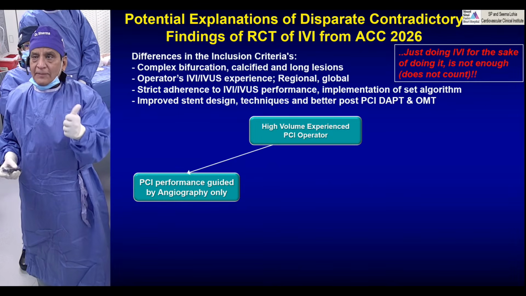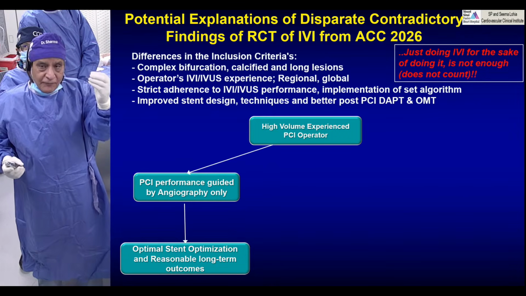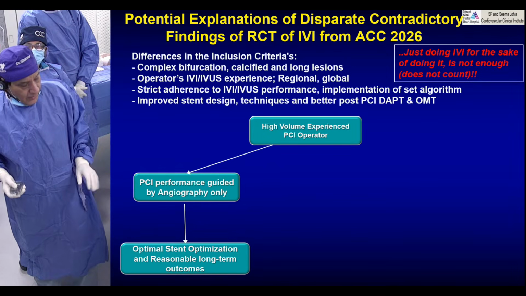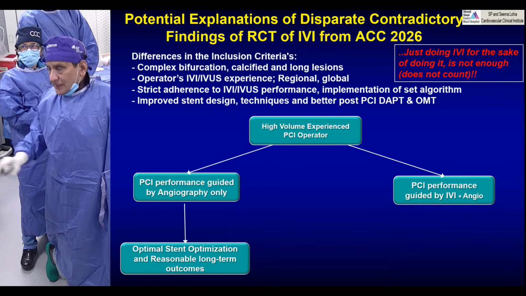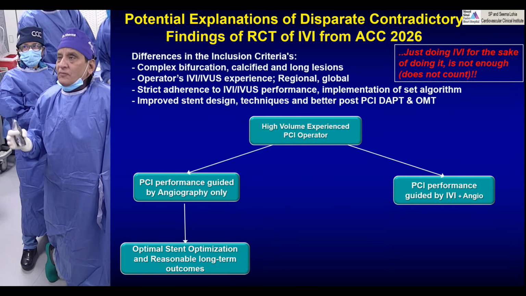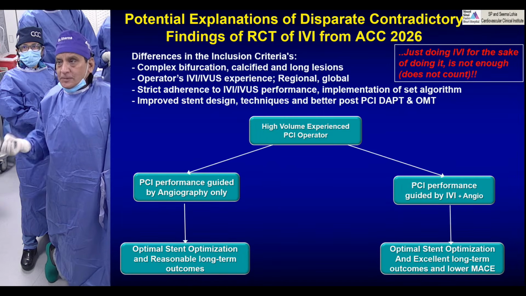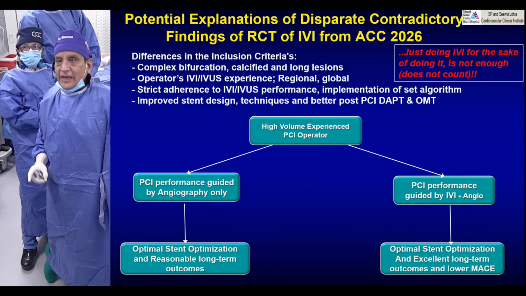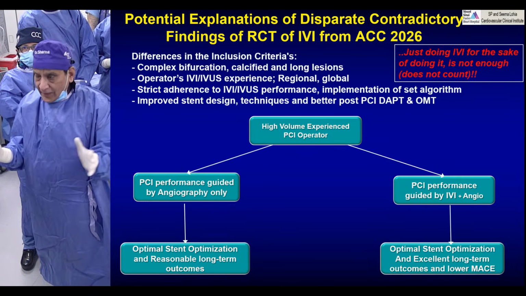So key is PCI performed guided by angiography only. And what are the results? Optimal stent optimization, angiographically, sometimes you can use StentBoost, and reasonable long-term outcome. Now, what we learned over the years is PCI performed guided by intravascular imaging, and of course angio is always there, so I made that in a small font, but basically it is PCI performed with intravascular imaging with angiography. And what we learned, it's optimal stent optimization, an excellent long-term outcome, and lower MACE compared to the left side, which is PCI done by angiography only. But this is what we learned.